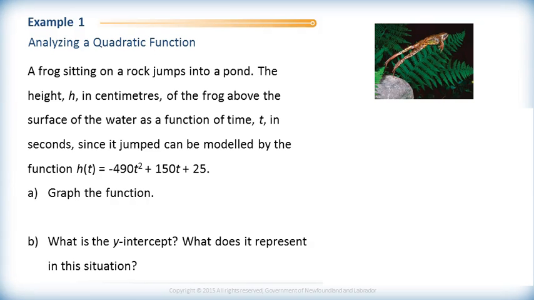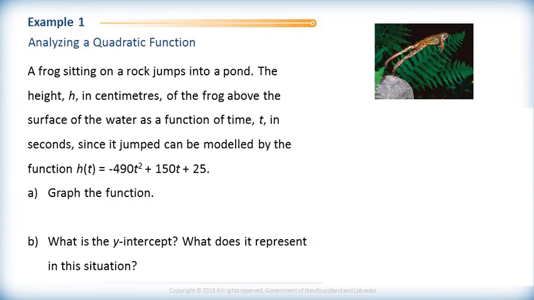Here's our example. You've got a frog sitting on a rock and it jumps into a pond. The height of the frog above the surface of the water as a function of time t in seconds since it jumped can be modeled by this function, h of t equals negative 490t squared plus 150t plus 25. We're told to graph the function.